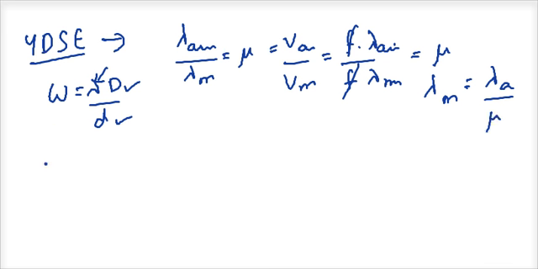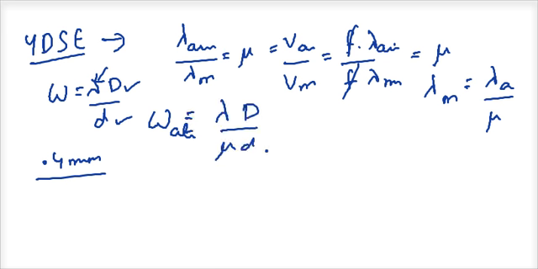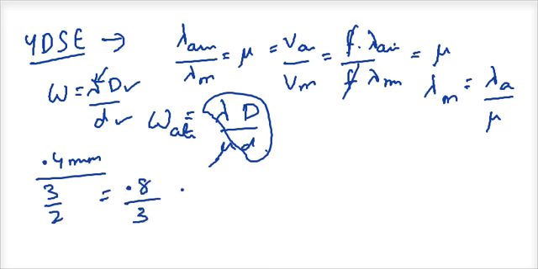So in air the fringe width was 0.4 millimeters. So in water the fringe width will be 0.4, with lambda becoming lambda by mu, so lambda D by mu d. So this is 0.4 divided by 4 by 3, which is 0.3 millimeters. That means the fringe width will decrease. When you conduct the YDSE in a liquid, the fringe width decreases.